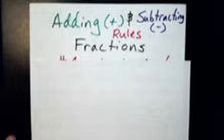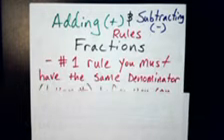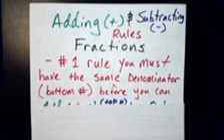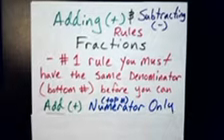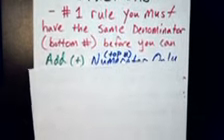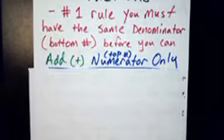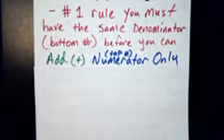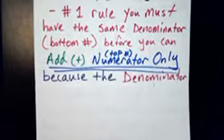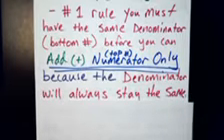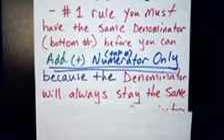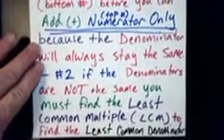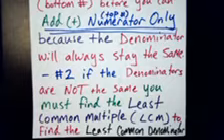So here we are. Rule number 1, you must have the same denominator. That's the bottom number before you can add or subtract. Once you add, you're only adding the numerator. That's the top number only. Or if you're subtracting, you're only going to subtract the numerator. That's the top number of your fraction. Why? Well, because the denominator will always stay the same.